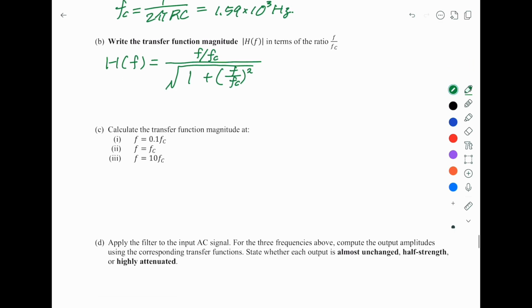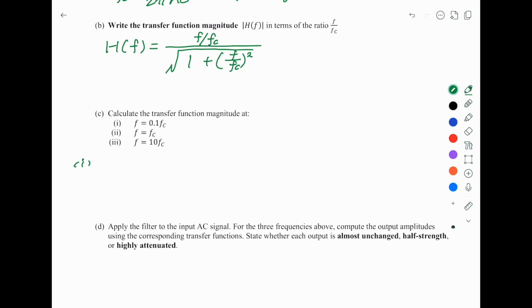Part C. When f equals 0.1 of the cutoff frequency, it means f over fc is 0.1, so your transfer function is 0.1 over the square root of 1 plus 0.1 squared. And this is roughly equal to 0.0995. It is only about 0.1, about 10%.